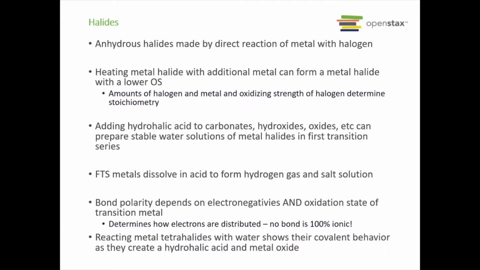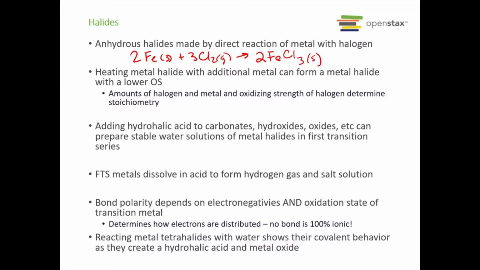So let's start by talking about some halides. Anhydrous, meaning no water, halides we can make by direct reaction of a metal with a halogen. So for instance, we take some iron and react it with some chlorine gas, and we can make iron(III) chloride.